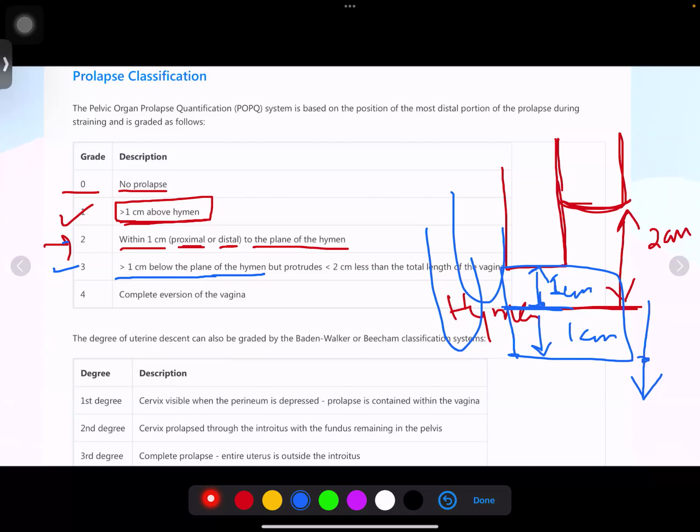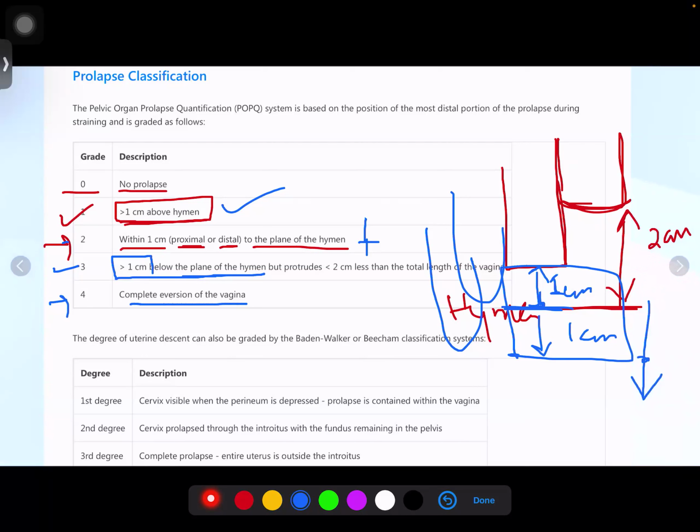So just 1 centimeter is a very easy point to remember. It is more than 1 centimeter above hymen is grade 1. Within 1 centimeter above and 1 centimeter below, it is grade 2. And it is more than 1 centimeter below the plane of hymen, that is 3, and 4 is actually the complete eversion of vagina. So basically grades are different, and then we have the degrees as well.